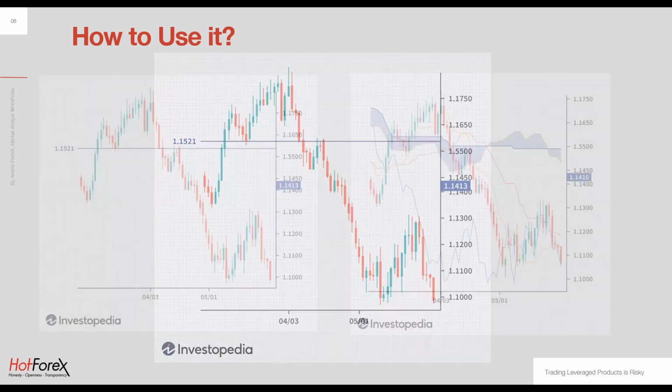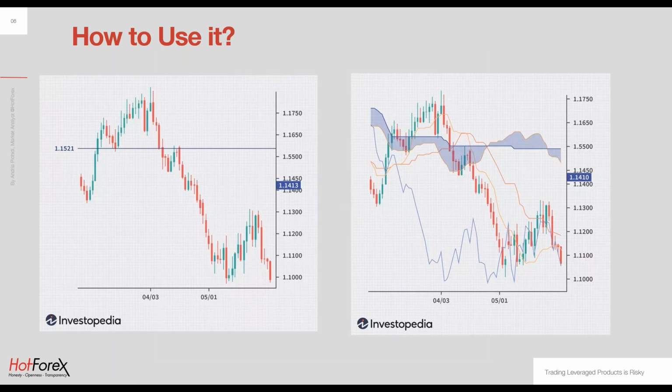So by applying Ichimoku now to our example, we can see these are slightly different colors, but it doesn't matter. You can still see the blue line, the red line, and the cloud as well. If it was me, I would have changed the color of the cloud because you cannot really see the shift.